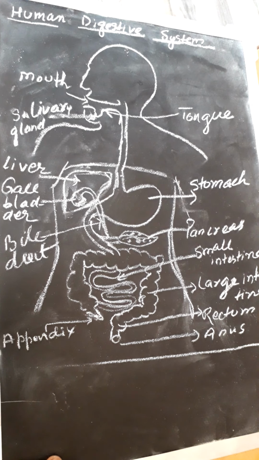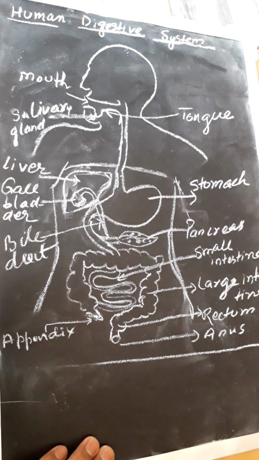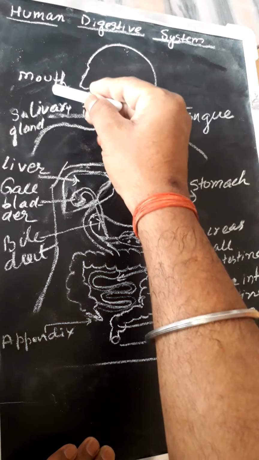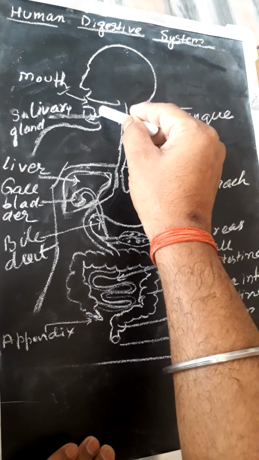In this video, we are going to see about the human digestive system. First of all, we will see the different parts of the digestive system. This is the mouth. Here, this is the tongue.